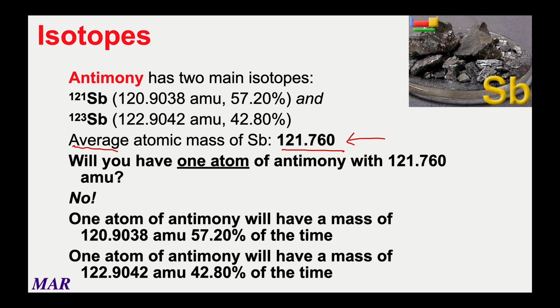Average means you're taking different pieces and putting them together to find the thing. What this means, if you look back at these two parts up here, 57.20% of the time, you're going to have an antimony 121. So imagine you've got a big bag, all right, and about 57 out of 100 times, you're going to have an antimony 121 pulled out, if we could pull atoms out. On the other hand, the other isotope, 42.80%, that means that roughly 43 of the 100 times that I pull out antimony atoms, you'll have this antimony 123 with a mass of 122.9042. But we're never going to have one atom with that number.